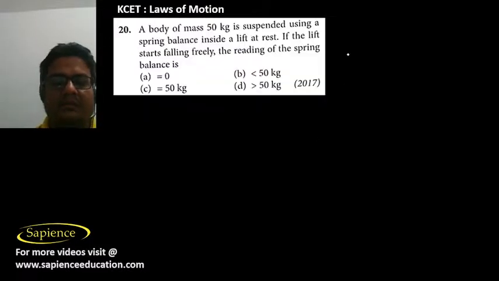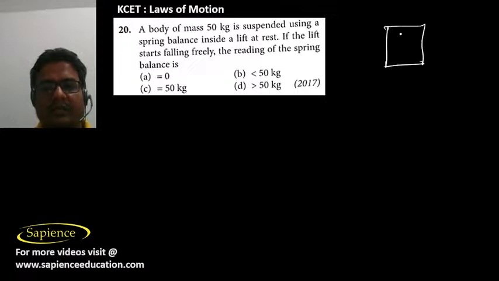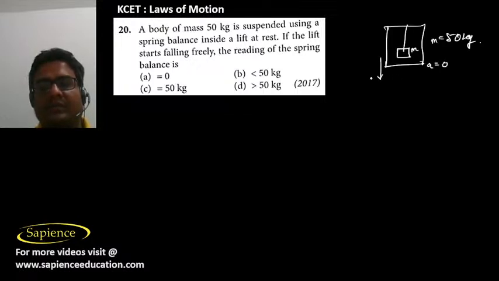Okay. Then question number 20: a body of mass 50 kg is suspended using a spring balance inside a lift at rest. A lift is kept at rest. Its mass is 50 kg, suspended inside a lift which is at rest. It means its acceleration is 0. If the lift starts falling freely, it means its downward acceleration is g. Then the reading of the spring balance?